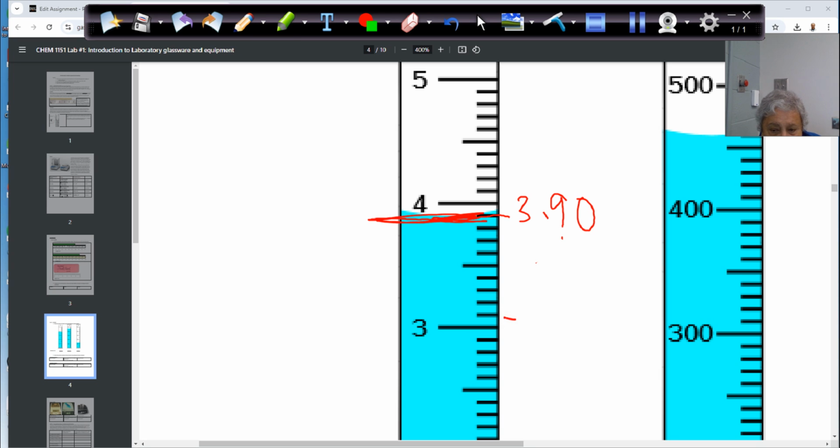How much is this, all those, how much they are? How much they are? Point what? 1. So each subdivision is 0.1 milliliter. So remember, that's volume, this milliliter. So that's the first one.